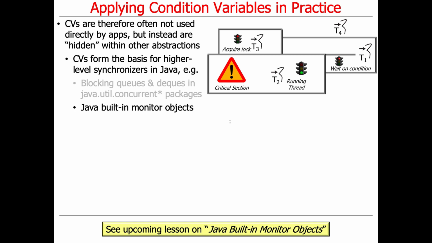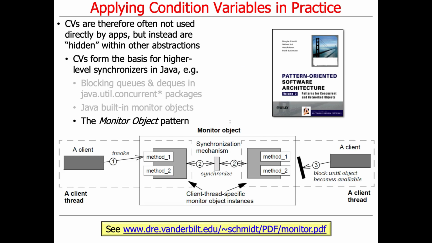Java's built-in monitor objects also support condition objects. There's one condition object per monitor object, and we'll talk more about that. And of course, the most common use is in the context of something called the monitor object pattern, which is one of the POSA2 patterns. You can read about it here.